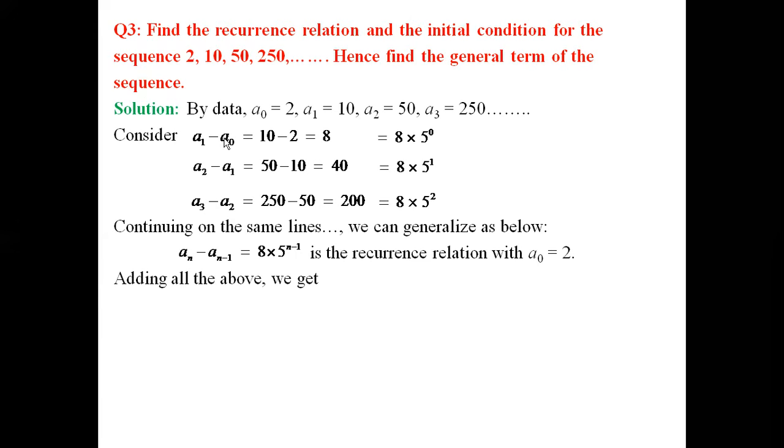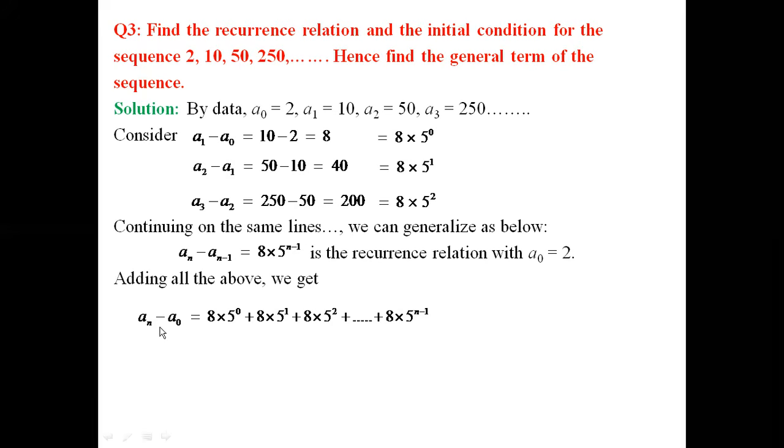Now adding all these above expressions, I had the differences, no? A1 minus A0, A2 minus A1, A3 minus A2, etc. up to an minus an minus 1. Let us add up all these expressions, which will give us an minus a0 on the left hand side, and the right hand side terms are added: 8 into 5 power 0 plus 8 into 5 power 1 plus 8 into 5 power 2 etc. up to 8 into 5 power n minus 1.